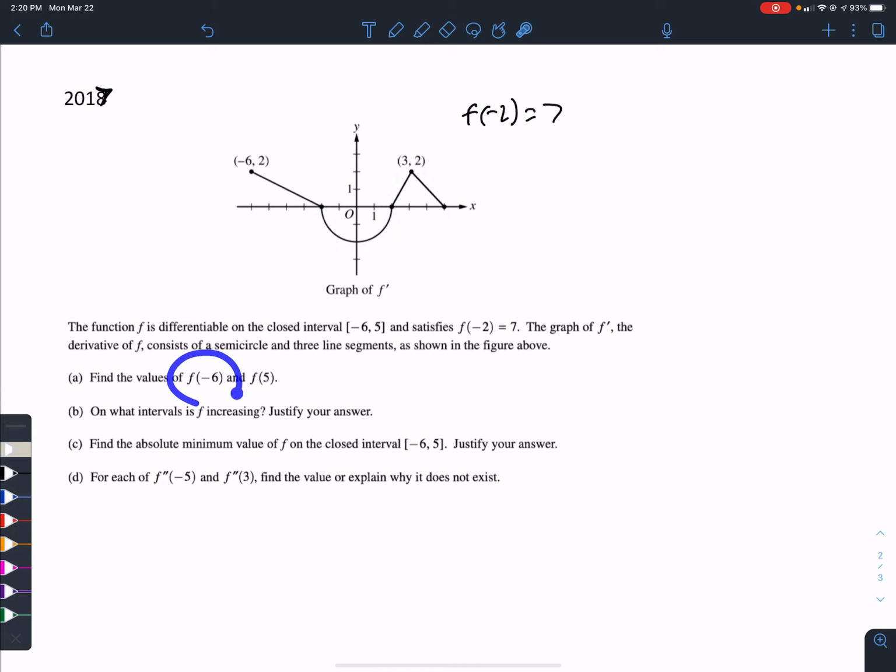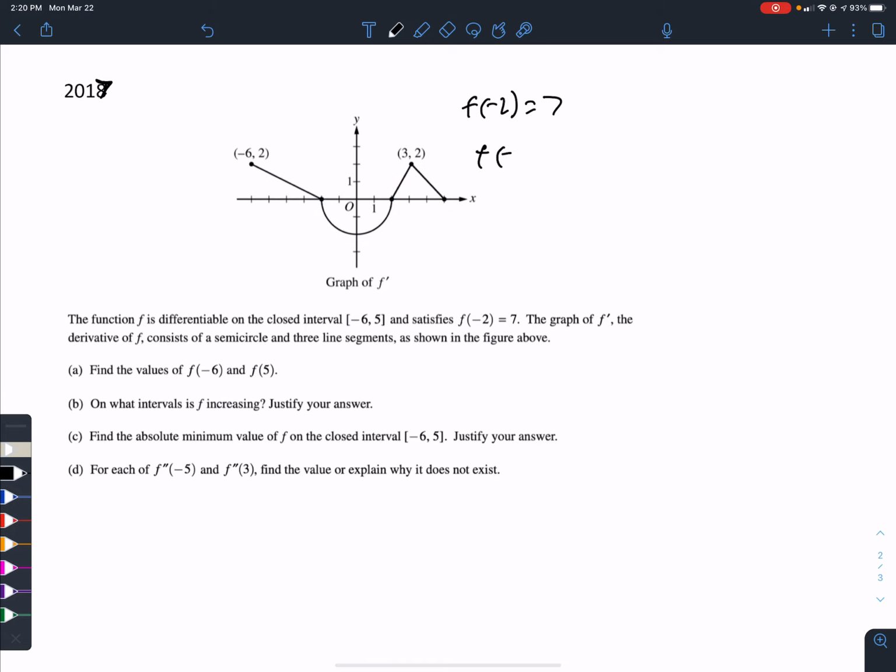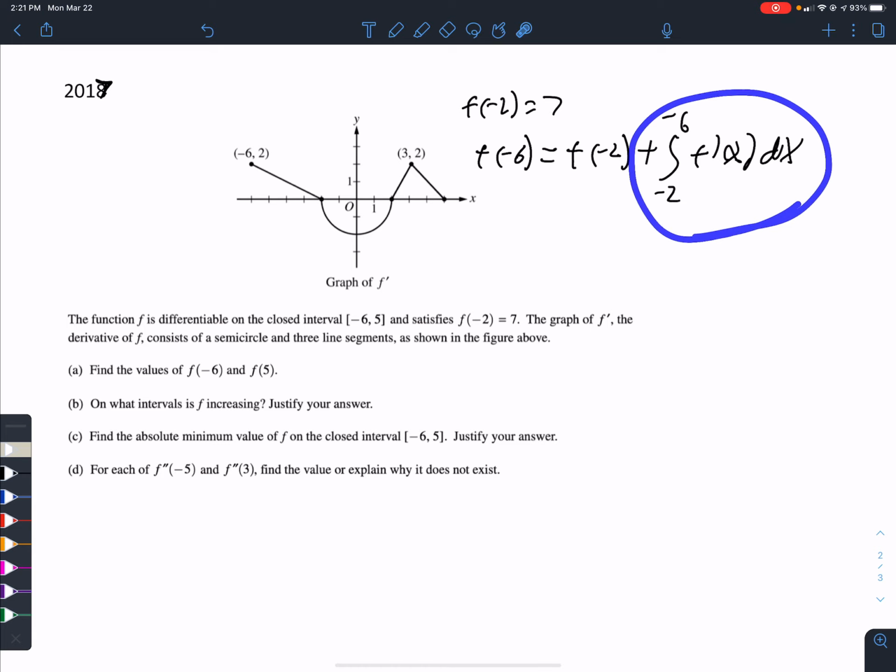So they want f of -6. This is the classic fundamental theorem of calculus question. They give you the value of f at one point, they want it at another, and they give you f prime. So if you know the starting value, what was f at -2? And if you can figure out how much f changed from -2 to -6, you can figure out how much it is at -6. So to get that, we integrate from -2 to -6 f prime of x dx. This gets us the change in f. So I'm integrating from here backwards.